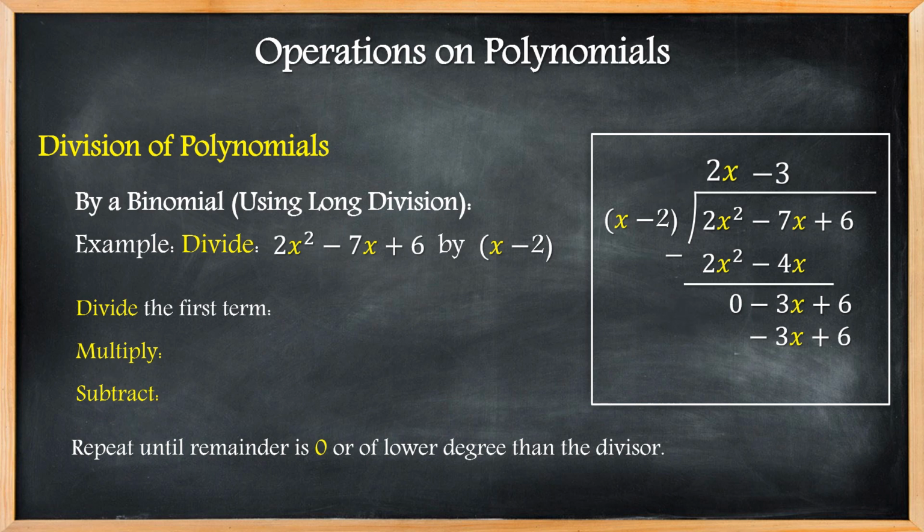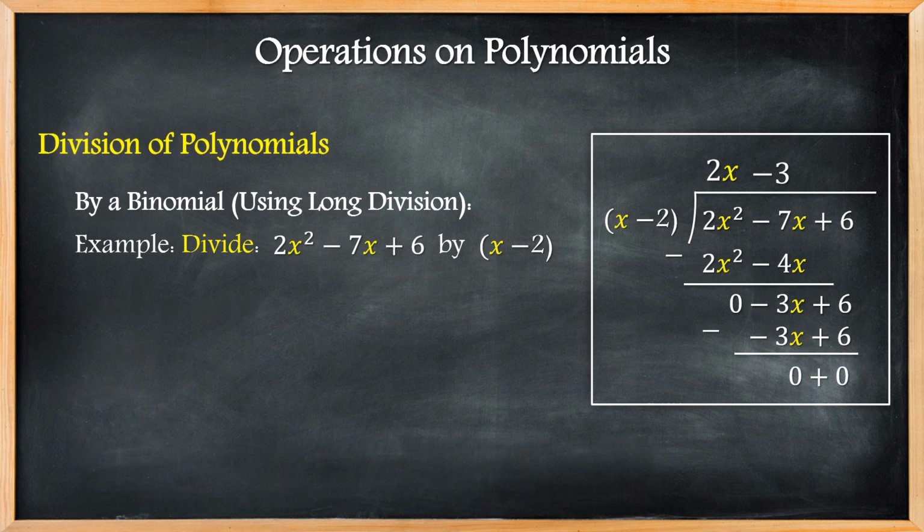Step 6. Subtract again. We subtract negative 3x plus 6 from the current polynomial, negative 3x plus 6. Negative 3x minus negative 3x cancels out to 0. 6 minus 6 also cancels out to 0. So we're left with 0, which means there's no remainder. Final result. The quotient is 2x minus 3, and the remainder is 0. So 2x squared minus 7x plus 6 divided by x minus 2 equals 2x minus 3.